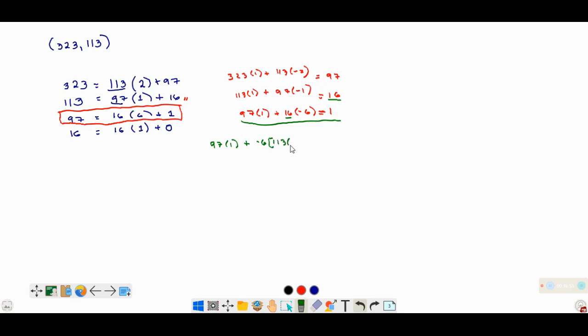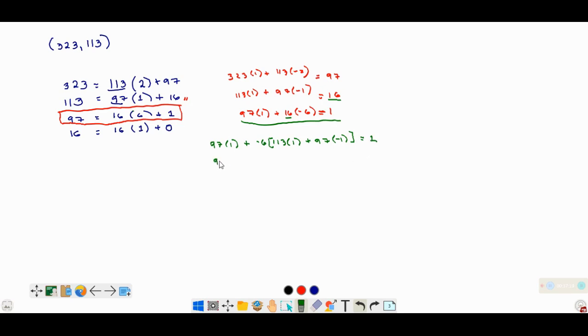113 times 1 plus 97 times negative 1 is equal to 1. Take note, hindi siya equal sa 16 ha. Ito lang kasi yung equal sa 16. Ni-replace natin siya dito. So, laging ang left-hand side natin ay yung GCD na 1.